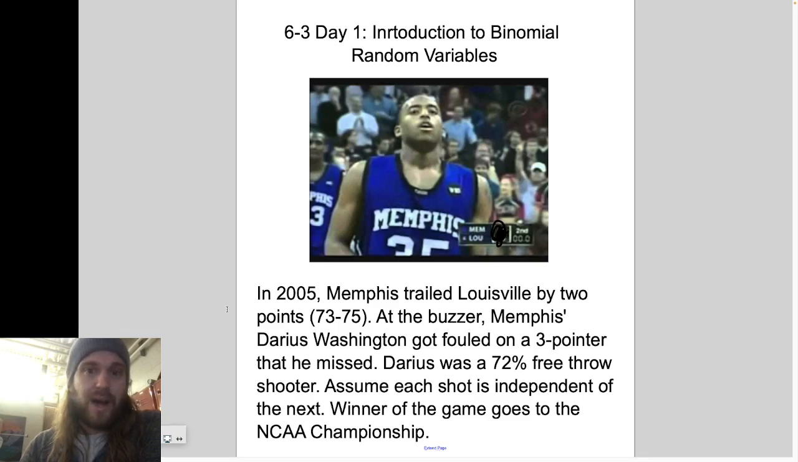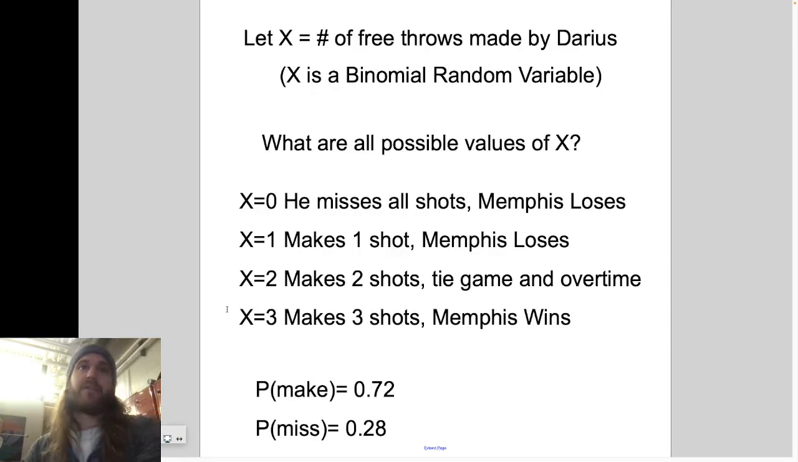So this is high stakes. Really, I mean, you've got pro ball teams watching these guys. I don't know what happened to him after this, but it's an interesting situation. So the probability that he makes a shot is 72%. The probability that he misses then is 28%. So there are 4 possible values of x. I want to calculate the probability of each one.